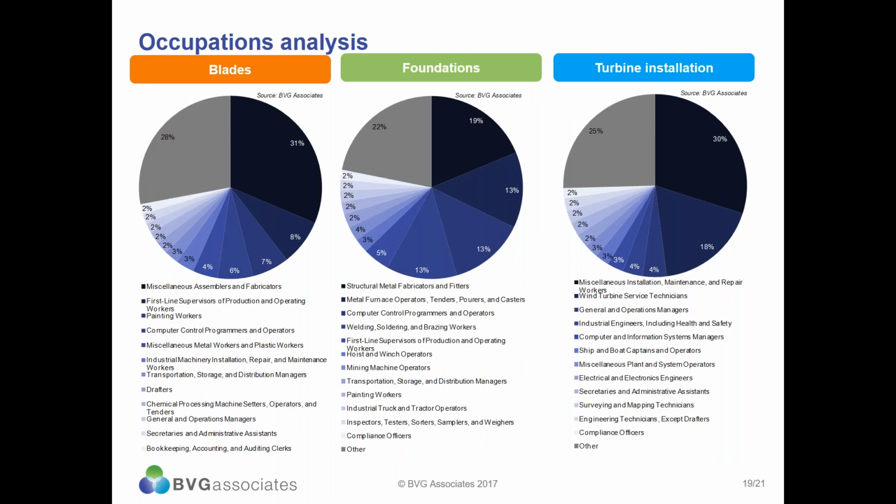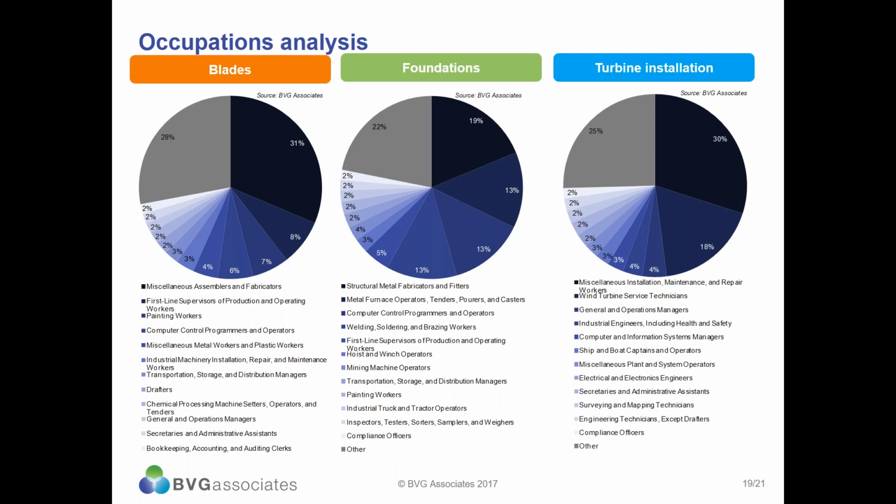Then what we did after this is to go a level deeper in terms of the classification. So these are at a lower level in the standard occupational classification codes that we use. I've just got a few charts here, and there's a lot to go through, and I don't want to go through them in detail, but I've picked out a few things so you can see where the differences are. So you've got blades on the left, with assemblers and fabricators, production operative workers, painting, computer controlled programmers and operators, miscellaneous metal workers and plastic workers, as you'd expect to see in manufacturing blades. Quite a manual process still.